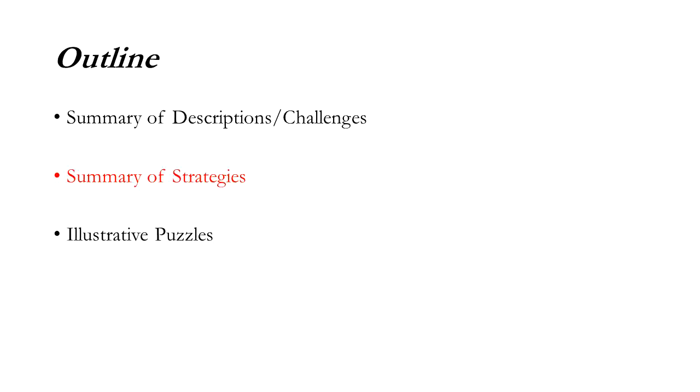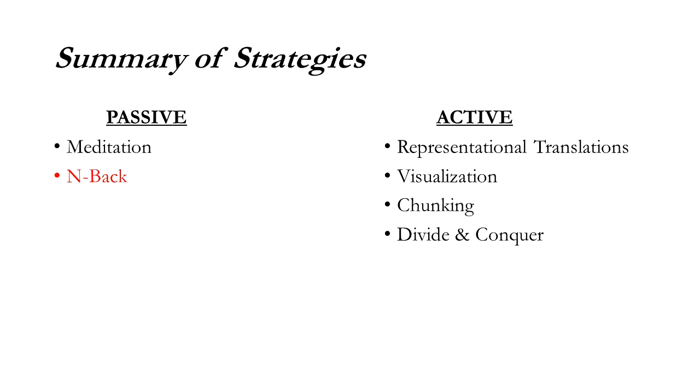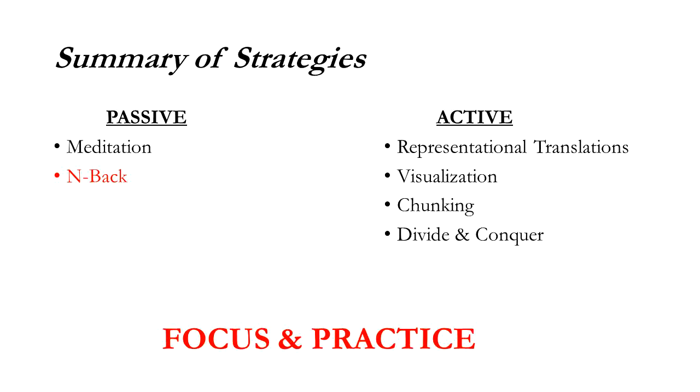Summary of some of the strategies. We only covered a couple, but now I'll discuss them here. On the left-hand side, we have passive strategies like meditation, leaves on a stream, loving meditation, and the various rooms. And then we have NBAC, which we have focus and practice training here. These are passive in the sense that they operate in the background and are in general helpful for you as you're trying to solve problems.